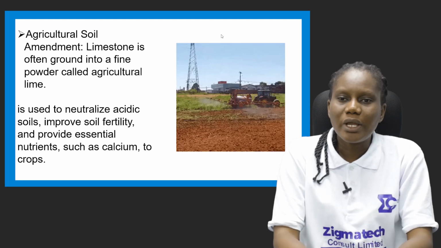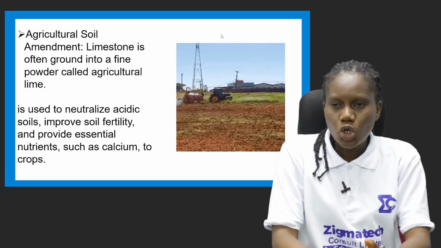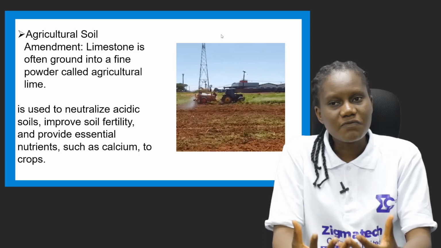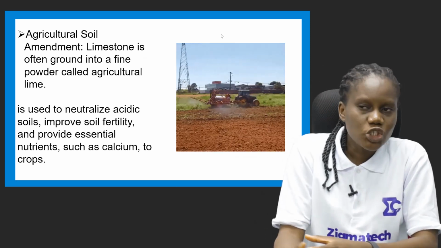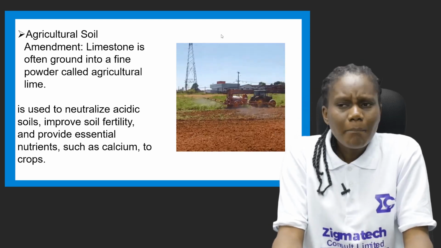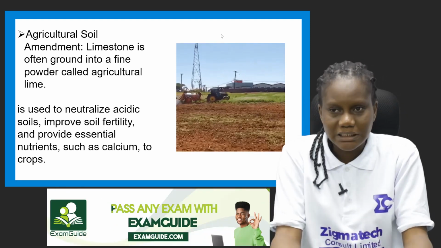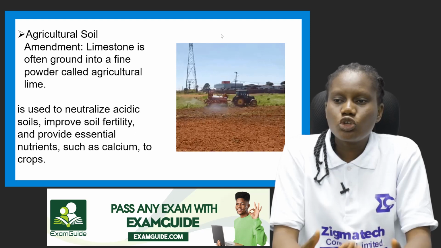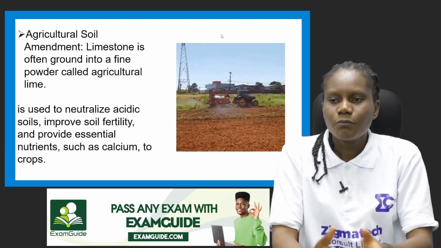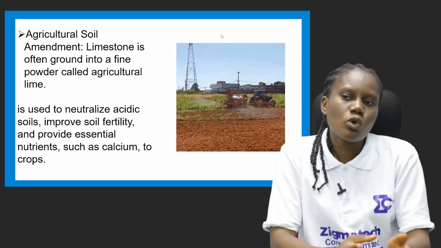And when your soil is too acidic, that means it contains acid, what do you do? You take your limestone, grind it into a fine powder, and apply it to your soil to improve soil fertility, because some plants will not survive in an acidic soil. So you need it to be balanced. If it's not balanced, your plants will not grow well. They may not yield the fruit you want. So you can apply your limestone to amend the soil to what you want it to be.